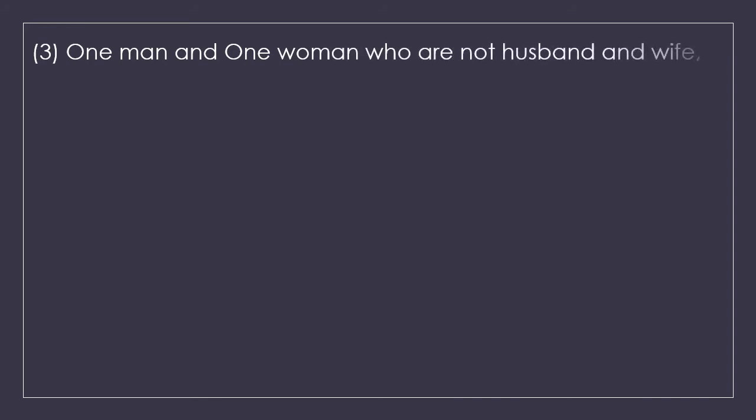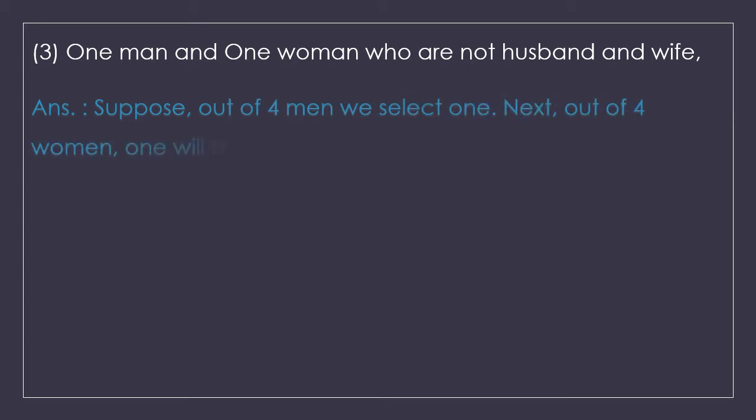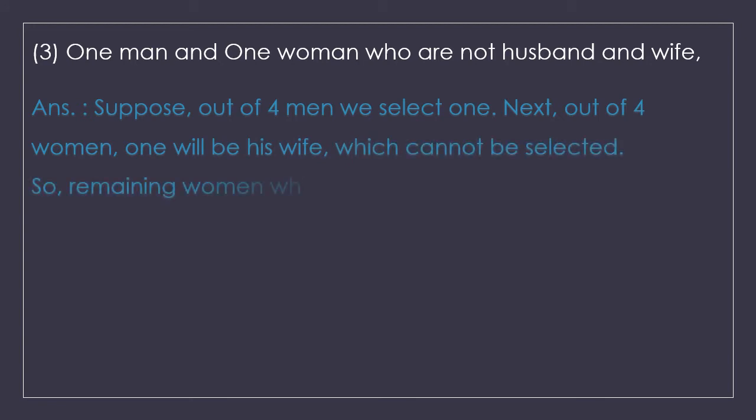Moving on to the third sub question, that one man and one woman who are not husband and wife. That means we are selecting one man and one woman just like last time. But among them, we should not have a husband and wife. So what we are going to do, we will suppose that out of four men, we select one. Next, out of the four women, we are supposed to select one woman, but out of the four, one will be the wife of the first selected man, which we cannot actually select.